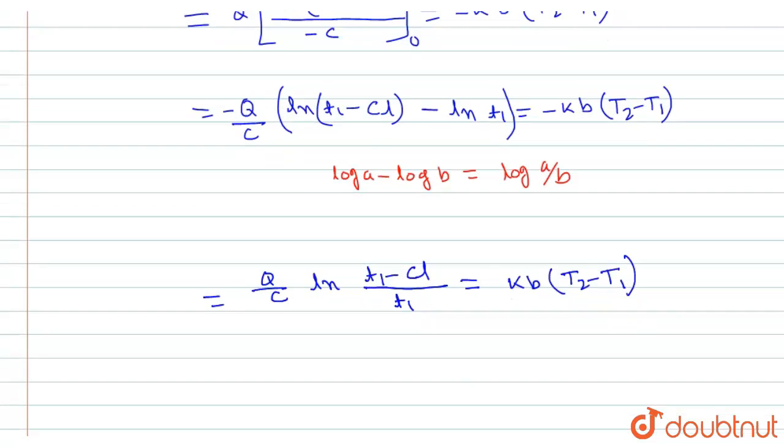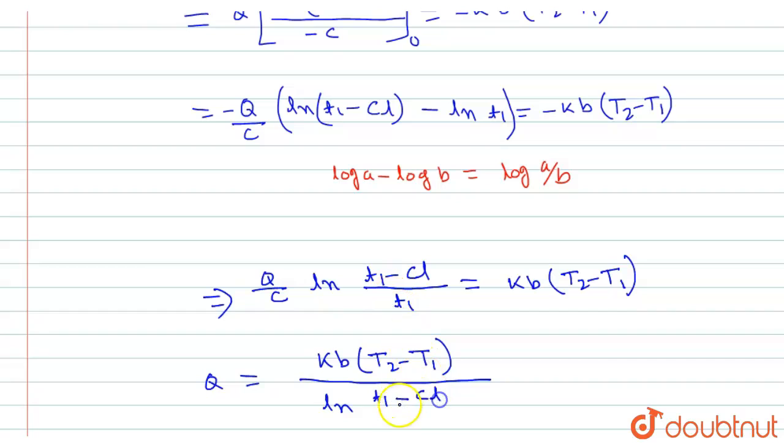Now from here we can write the q value. The q value is equal to kb and t2 minus t1, divided by ln t1 minus cl, divided by t1, into c also, clear?